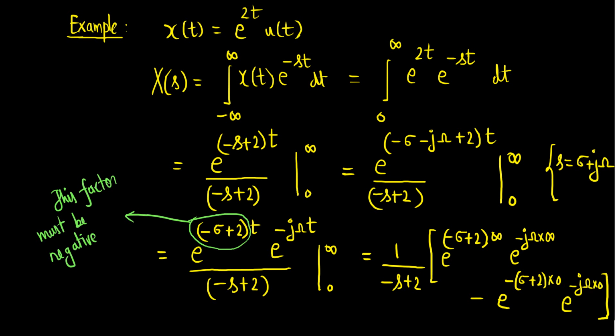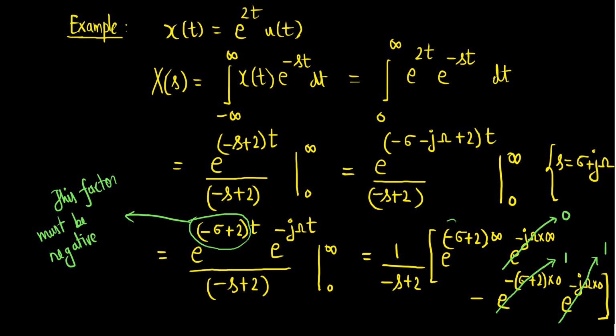So you can see that this term here must be negative, then only this expression is going to converge. The other terms are not a problem, because this term here is going to be 1, and this term here is going to be 1, so it is going to be minus 1 in total. This term here is going to be 0. And what about this term?